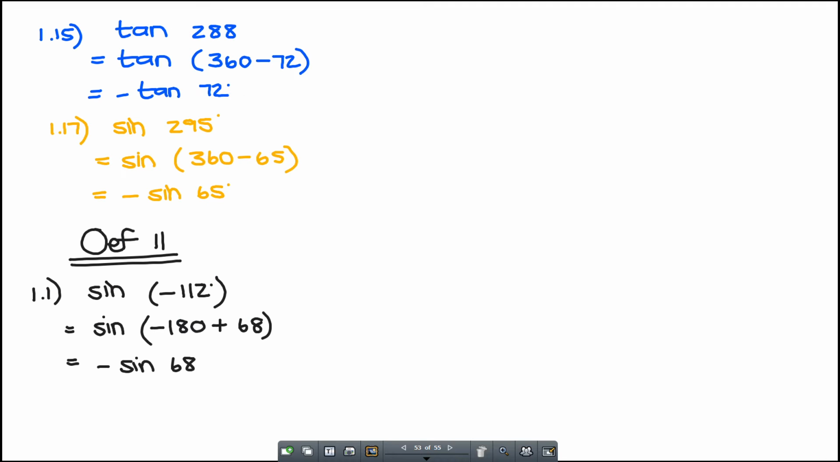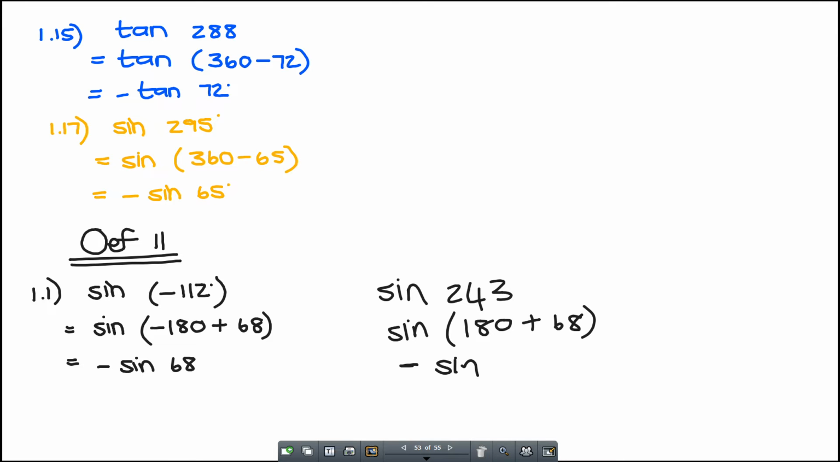Jy kon selfs, ek gaan nou sommer net gou, dis nou die huiswerk wat julle mos nou klaar gedoen het, nee. Let's say I did it over here, minus 112 plus 360 would give me sin 243. Nee, ek wil net vir jou wys, jy hoef dit af te skryf as jy nie wil nie. En dan dit gaan wees sin 180 plus 68. And the 180 plus puts me in the third quadrant. So again, negative sin 68. So sien jy kon enige een van die tweekies gedoen het.